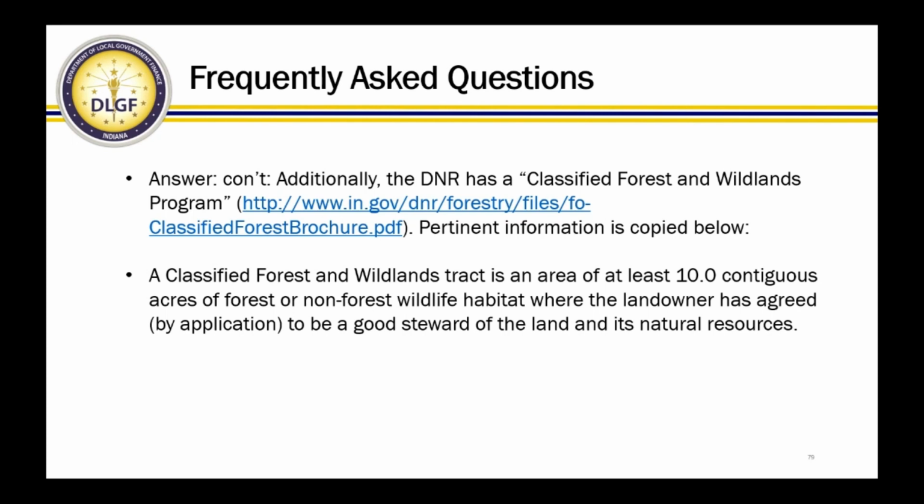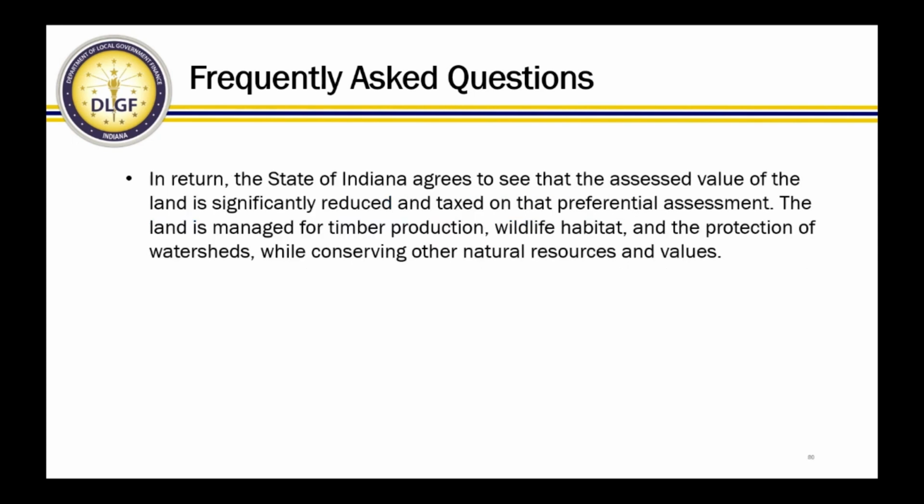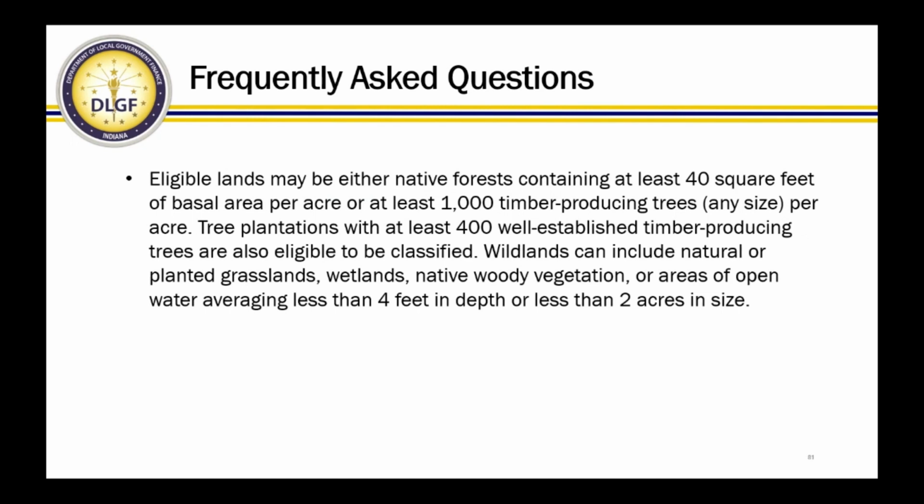We mentioned also the DNR's classified forest program, and you can see the link there to their website. The key is that it must be at least 10 acres for the DNR's classified forest program. And as a result of that, the land value is reduced significantly for those types of properties. You can see some of the other criteria in terms of the number of trees and the area that's covered.